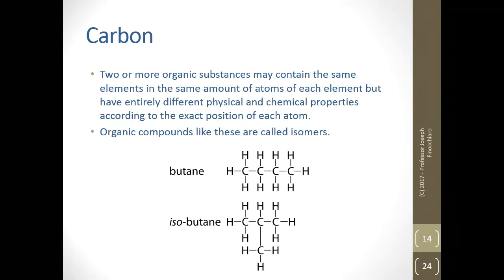Two or more organic substances may contain the same elements in the same number of atoms, but have entirely different physical and chemical properties because of the position of the atoms. And organic compounds like these are called isomers. So if we look at butane and isobutane right here, and we start numbering stuff up, well, how many carbons do we have? 1, 2, 3, 4. 1, 2, 3, 4. Well, crap. The big difference is we have a side chain, and that changes things. That can change things dramatically.